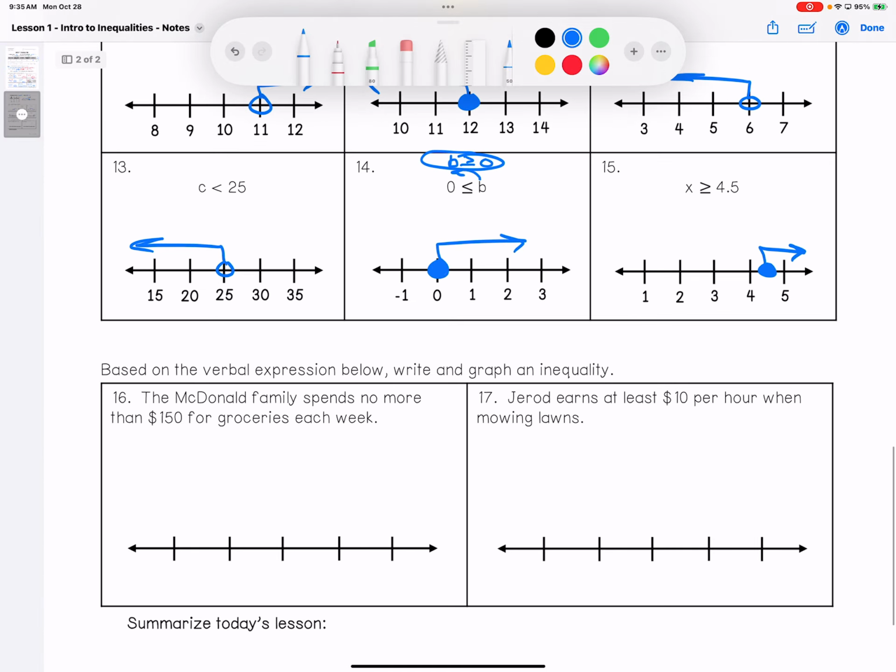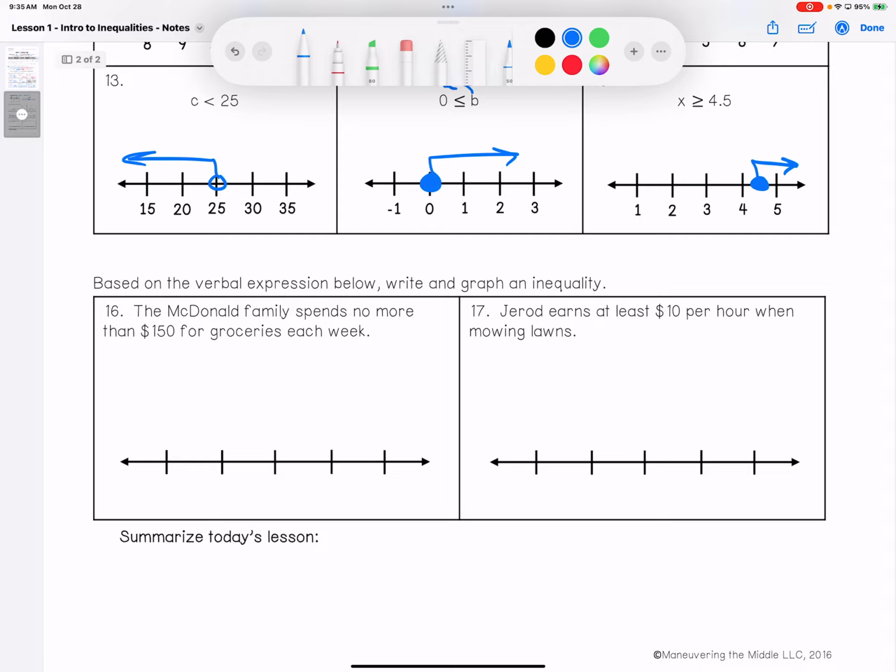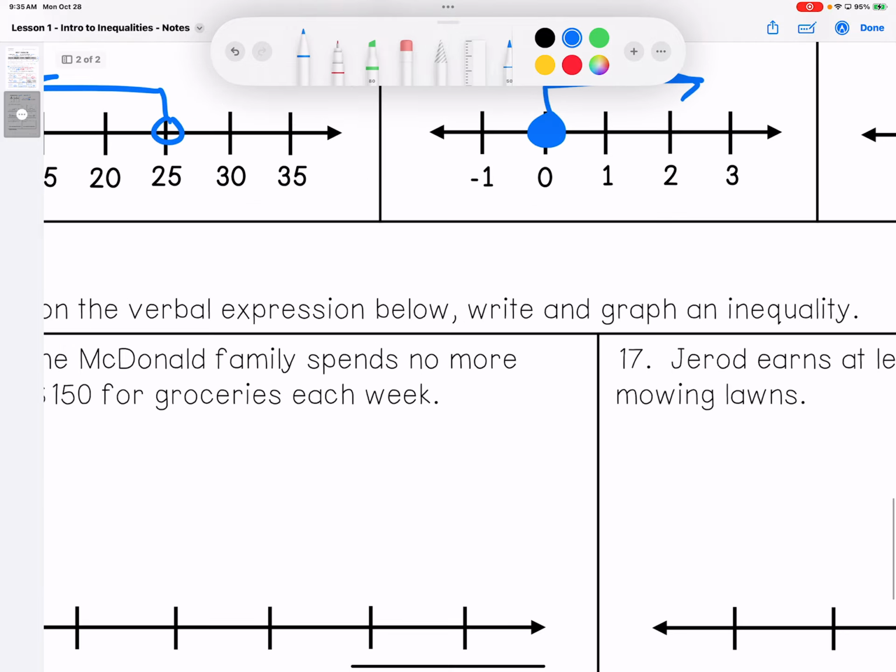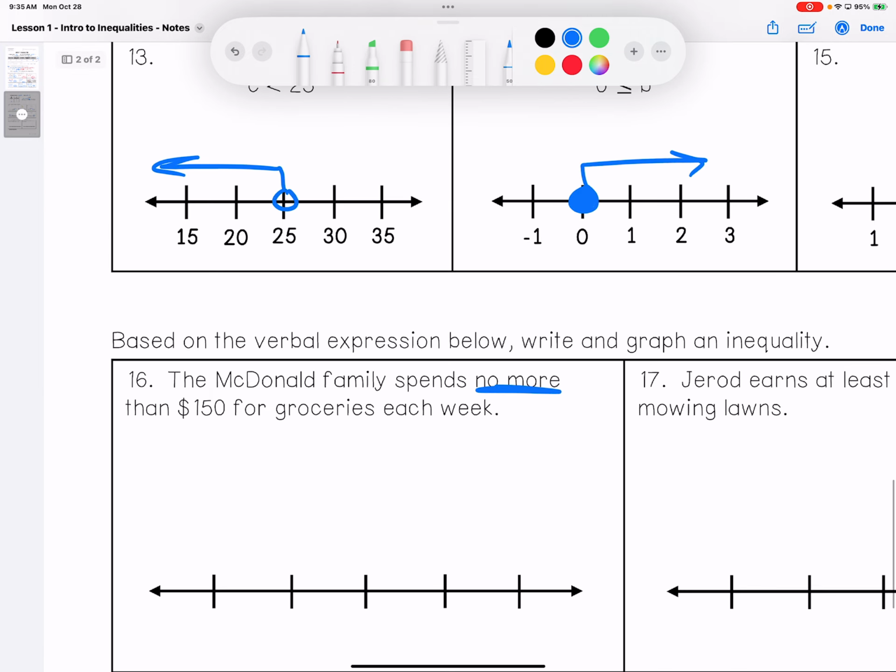Let's go down to 16 and 17, almost done for the day. The McDonald family spends no more than $150 for groceries. No more than also means equal to or less than. So no more than means equal to or less than.